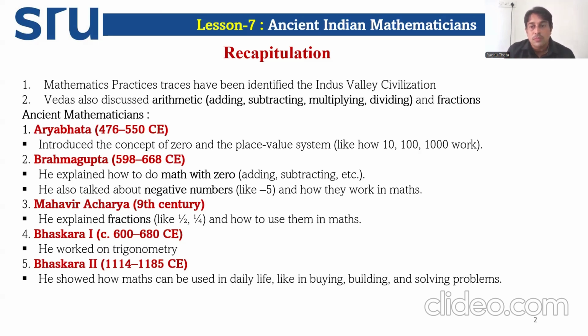He also talked about negative numbers, -5, -10, -1. He was the one who introduced negative numbers to mathematics, and that person is named Brahmagupta. Mahavir Acharya, who belongs to the 9th century, explained fractions, 1 by 2, 1 by 4, 1 by 3, and explained how to use them in mathematics.